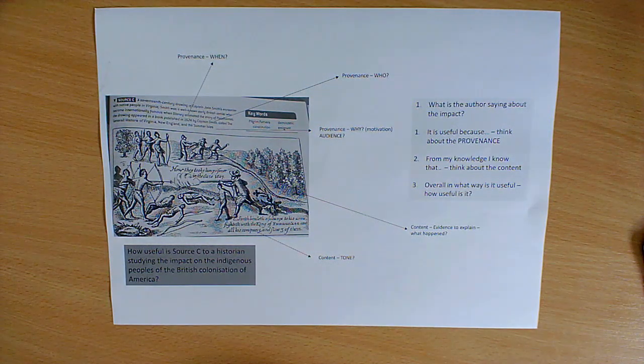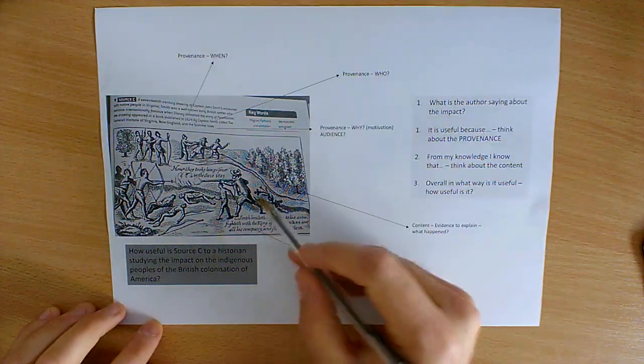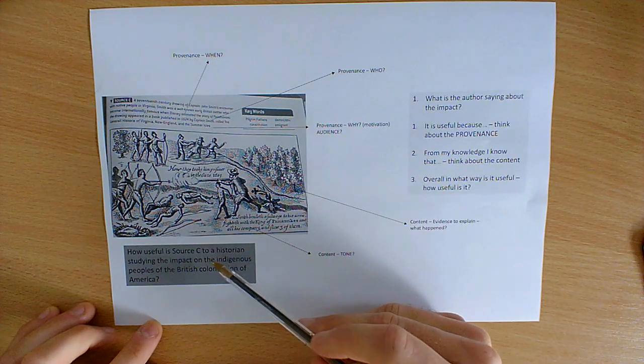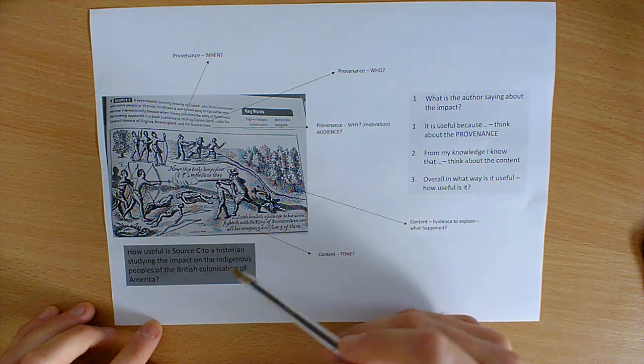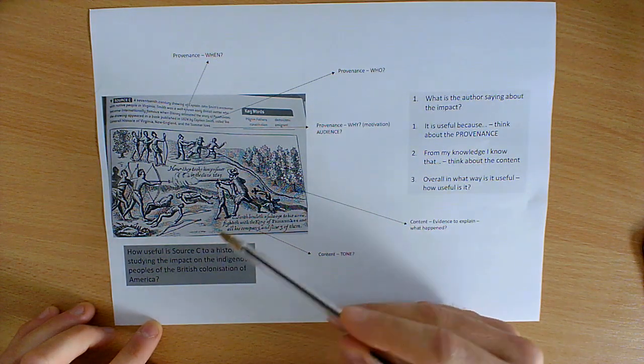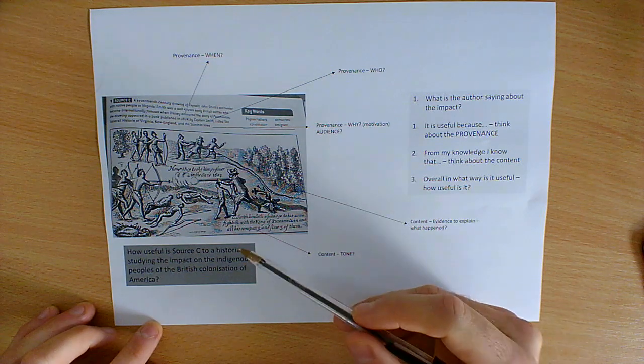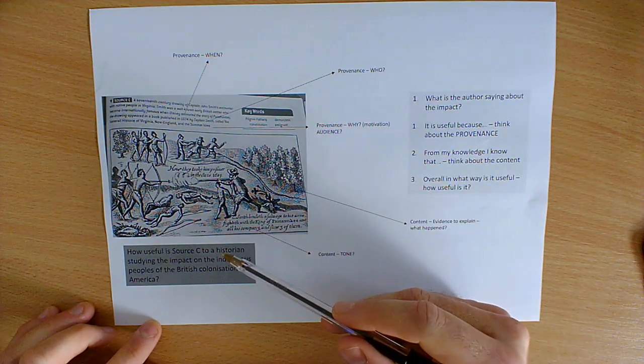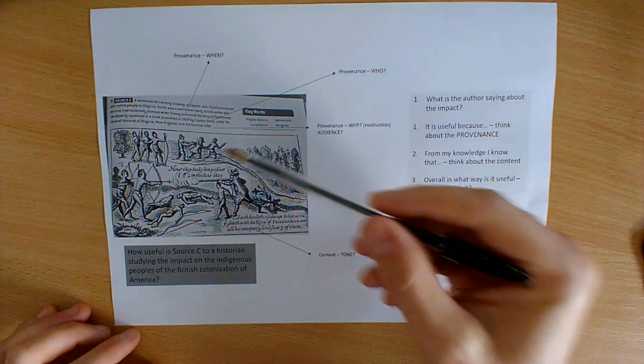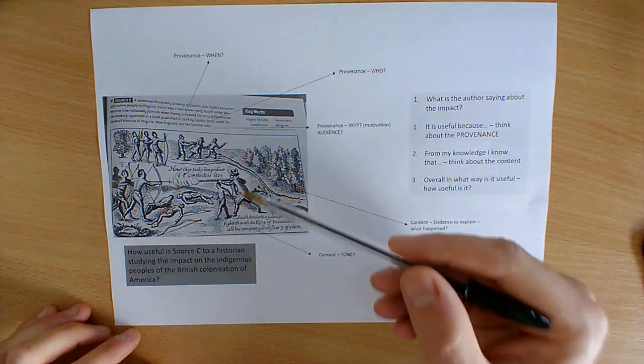So in this question, it's asking you how useful is source C, which is above, to an historian studying the impact on the indigenous peoples of the British colonisation of America. So what is that asking you? It's saying, really, how did the British affect the Native Americans? Okay, and what's this source telling you about that effect?